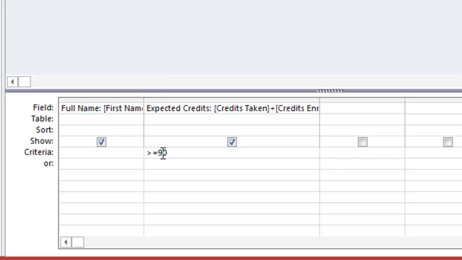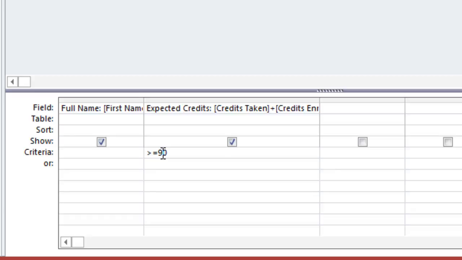Let's now look at making the criteria a little bit more powerful. So by putting greater than or equal to 90, we were getting all the students that we're expecting to be seniors at the end of the semester. But if we want them to be juniors at the end of the semester, this is more complicated. A junior at Dominican is someone who has 60 credits or more, but does not have 90 credits or more.